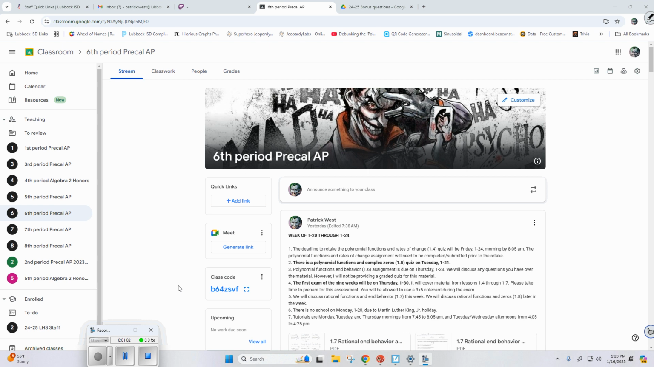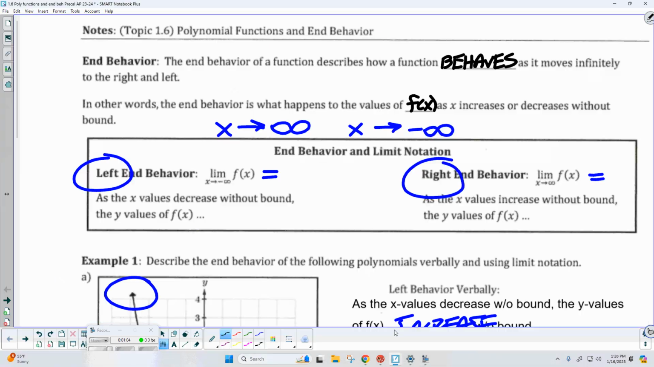Okay, well, let's go ahead and get to it. Did anybody need a copy of the 1.6? Anybody need one? Okay, well, let's take a look.